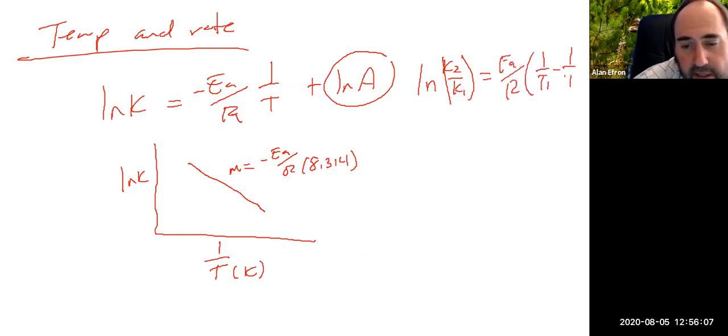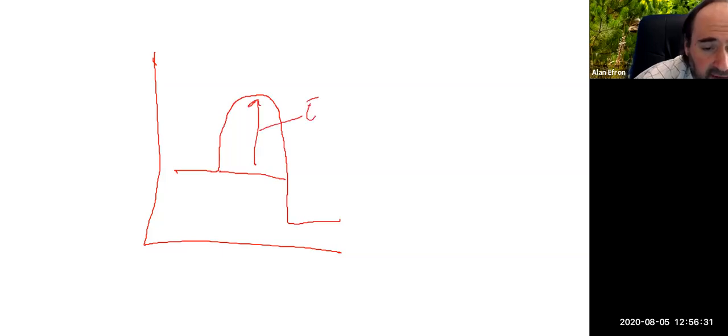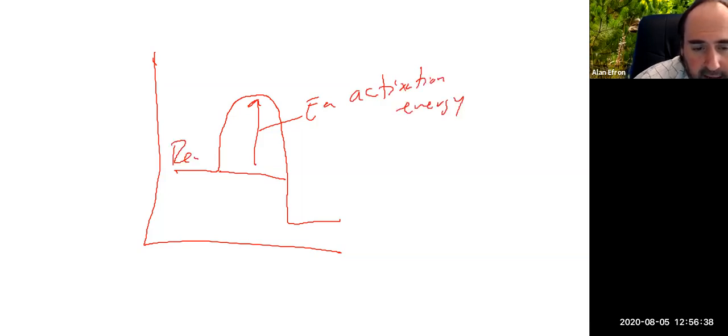We also saw a non-graphical version of this, where you could just plug and chug into this equation and obviously solve for anything. So this is the non-graphical version of it. And all this really does relate to the idea that when we look at a reaction, there's this hill that everybody has to climb, which is that activation energy. And this is our reactants and our products.